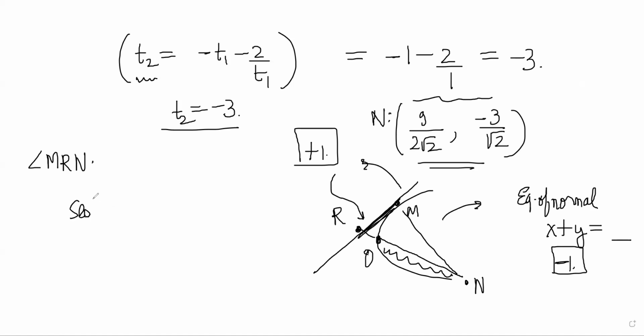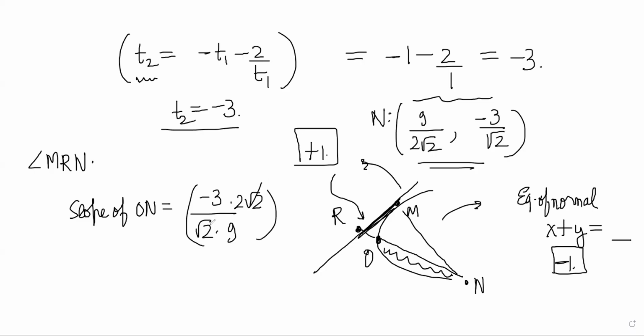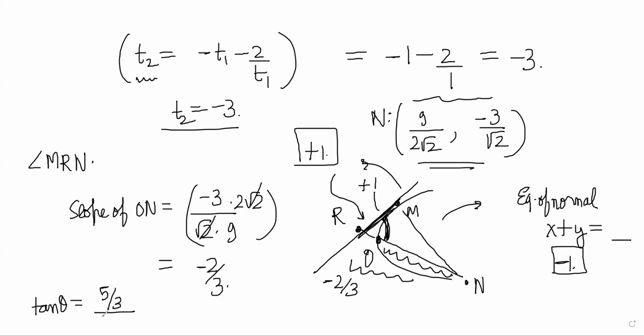So the slope of ON is minus 3 by 2 root 2 divided by 9 by 2 root 2. Actually, it is not minus 3 by 2 root 2, it was minus 3 by root 2. So we get this slope as minus 2 by 3, right? The slope of one line is plus 1, and the slope of the other is minus 2 by 3. Therefore, tan theta, the angle between them, is going to be 1 minus minus 2 by 3, so 5 by 3, divided by 1 plus minus 2 by 3, so 1 by 3. The modulus of that is 5. So the required answer, mod of tan theta, is coming out to be 5.